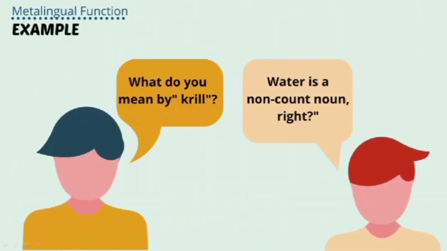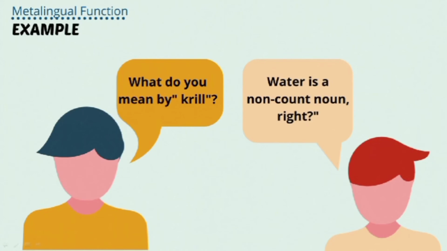For example, you hear someone say, "What do you mean by cruel?" This example asks to clarify the meaning of the word cruel. Another example is when you hear your friend say, "Water is a count noun, right?" Unlike the previous one, which asked the meaning of the word cruel, the sentence "Water is a count noun, right?" is intended to check the correctness of their knowledge of the word water, whether it is a count noun or not.